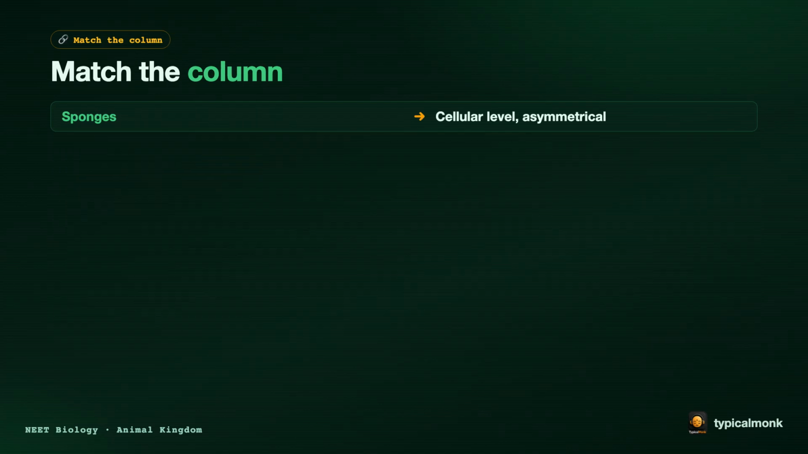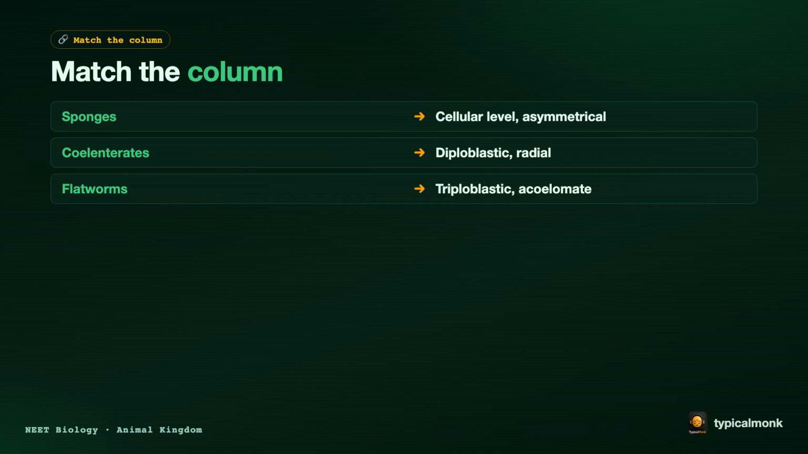Now the second drill, match the column, make the right pairs. Sponges, cellular level and asymmetrical. Coelenterates, diploblastic and radial. Flatworms, triploblastic and acoelomate, and the earthworm, coelomate and segmented.